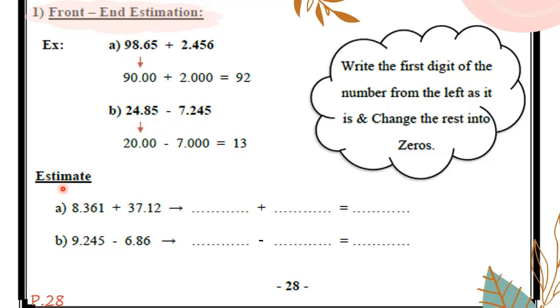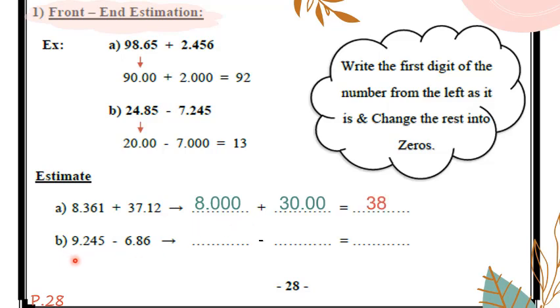Let's solve together the first example. 8.361 plus 37.12. Here I'm gonna use estimation by front end. Here the first digit is 8, so I'm gonna write 8 as it is and replace the rest by zeros. So it will be 8.000 plus, here what is the first digit from the left? So I'm gonna write 3 and add the rest 0. So it will be 30 plus 8 equals 38.